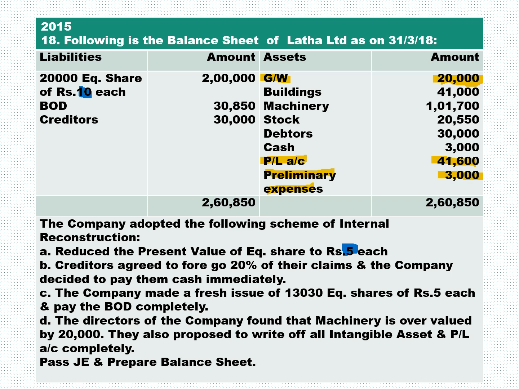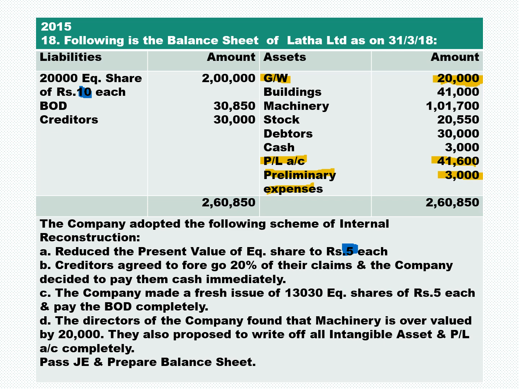So they pay BOD completely and also they have issued 13,030 equity shares of rupees 5 each. You get 65,150. It is issued to the public. The company made a fresh issue of 13,030 equity shares of rupees 5 each. It is issued to the public and pay the BOD completely.